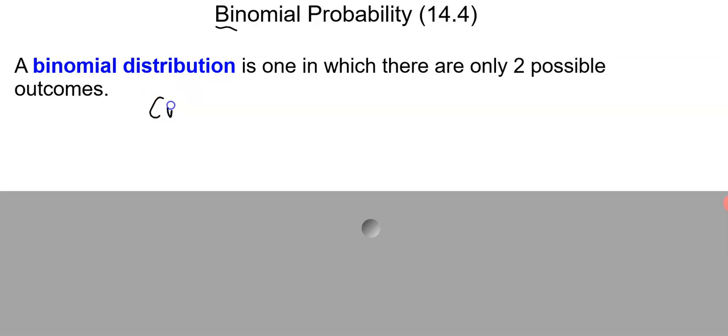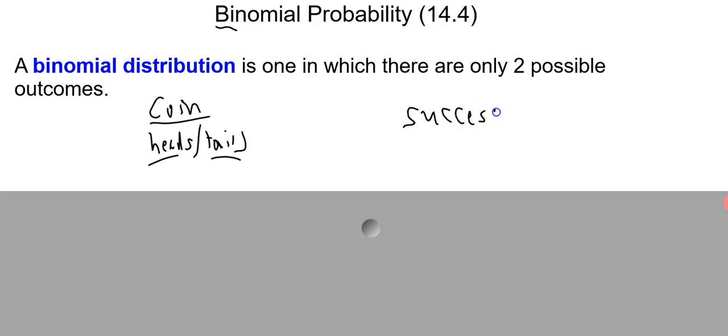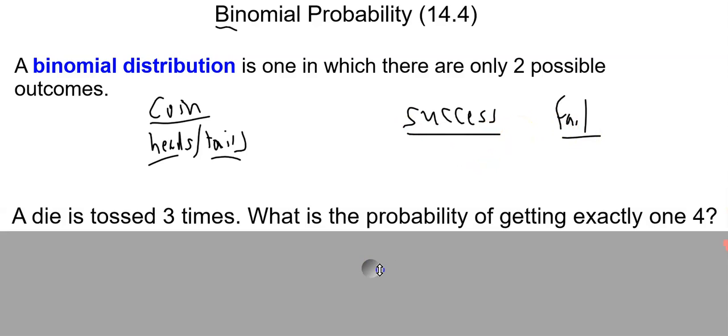When you flip a coin, there are heads and tails. So there are two possible outcomes. I'd really like you to think about those two outcomes as success and failure, because we can use these two things a little bit looser in this case.